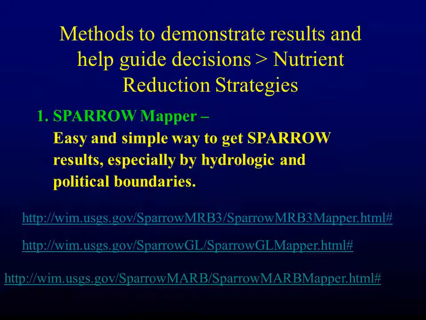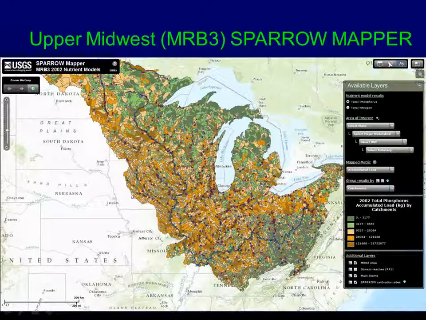So the first kind we have is, let's see, the mappers. These are sort of quick and dirty ways to see our results. You know, it's one that we're not trying to allow you to change anything, do any manipulations. This is really just to show you what we have for your specific area. And so we have 3 of these mappers available right now. One of them is for the MRB3 area. So here's our area.